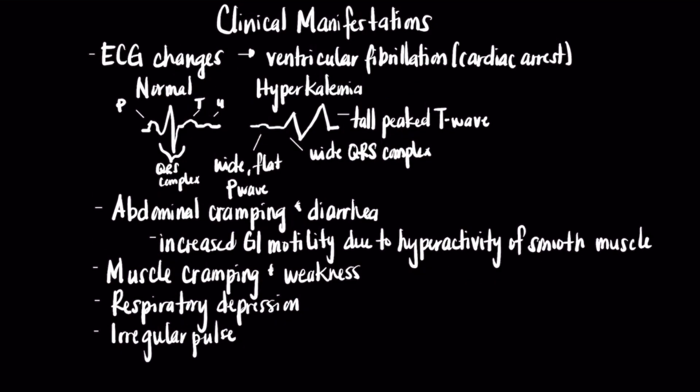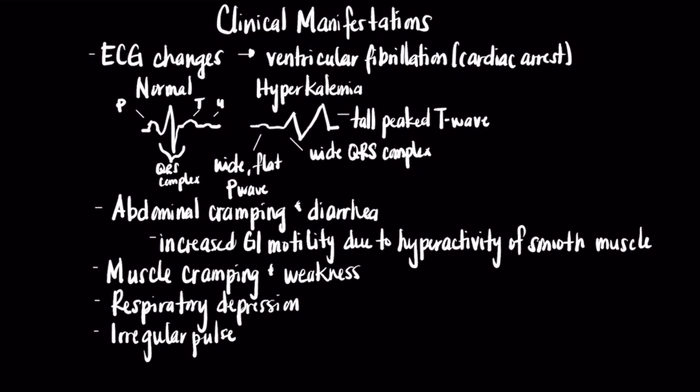When learning the clinical manifestations of hyperkalemia, it's important to keep in mind the role that potassium plays in cardiac and neuromuscular function. As you can see in the diagram, there is a depiction of a normal ECG with the P wave, QRS complex, T wave, and U wave. In a patient with hyperkalemia, the elevated potassium will disrupt normal cardiac depolarization, leading to a wide flat P wave, wide QRS complex, and a tall peaked T wave.